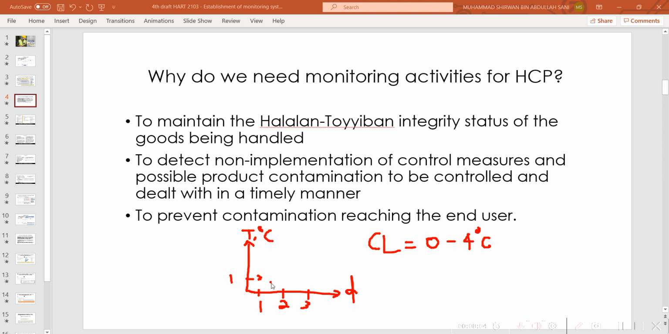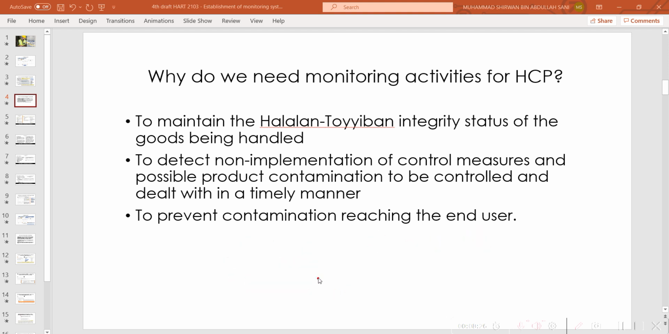Okay. And then on day two, it becomes 2 degrees Celsius. So I will plot here. And on day three, I saw the temperature is 3 degrees Celsius. So I plot. And then from here, we can see the trend. Right? So we can anticipate that on the fourth day, the temperature will become 4 degrees Celsius. And then on the fifth day, definitely the temperature will exceed the critical limit, which is between 0 to 4 degrees Celsius.